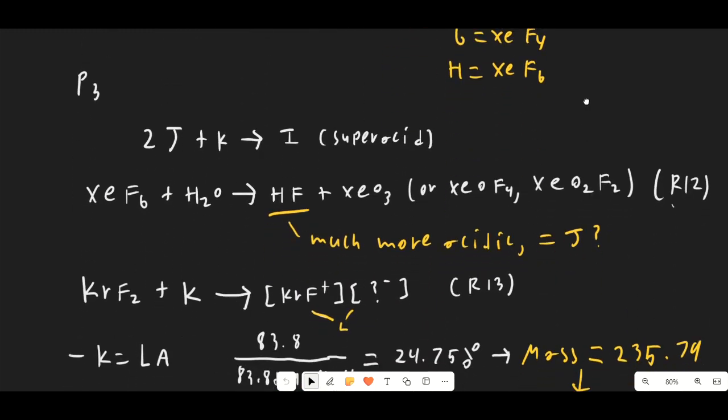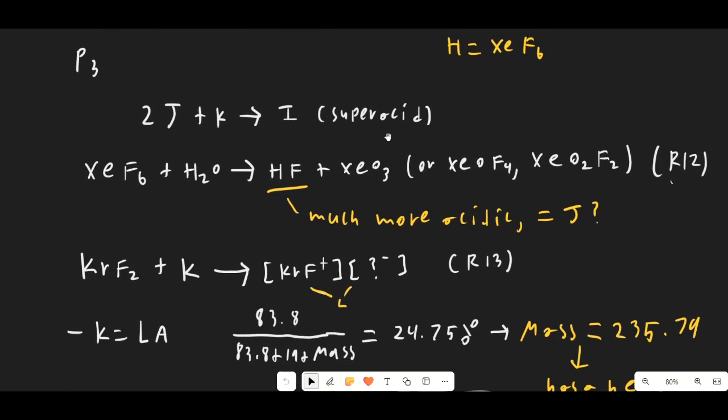Now moving on to paragraph 3, we start talking about this superacid. Now, this paragraph might be kind of difficult if you're not familiar with any superacids, but we can actually sort of figure this out using some reasoning as we go from here. So we're told that J is a hydrolysis product of XeF6, which was H, and H2O. So the hydrolysis product of this is going to be HF and XeO3, and also partial hydrolysis will give us stuff like XeOF4 or XeO2F2.